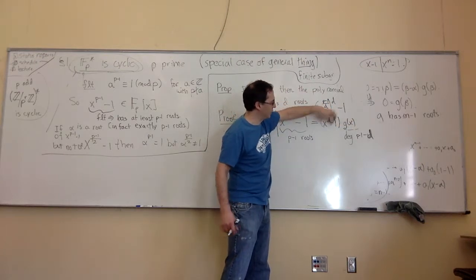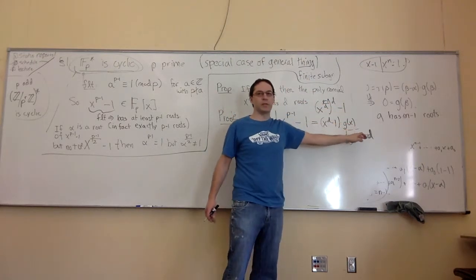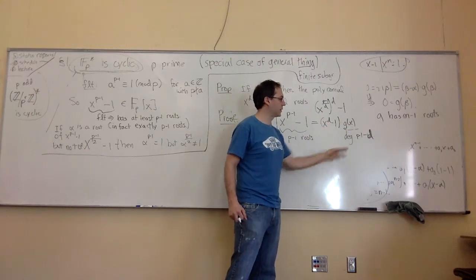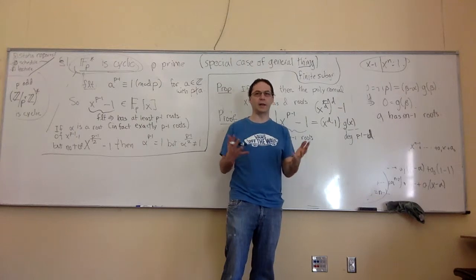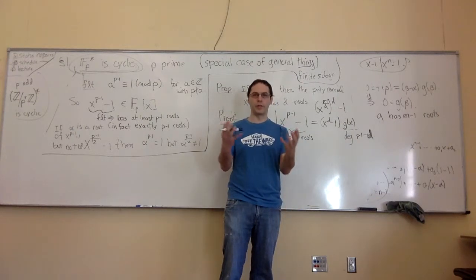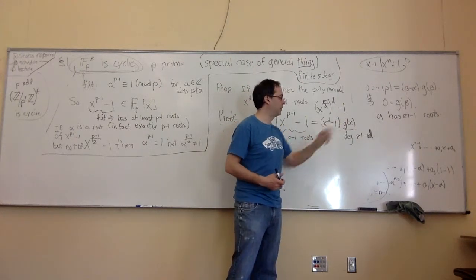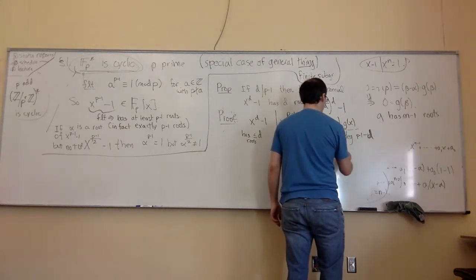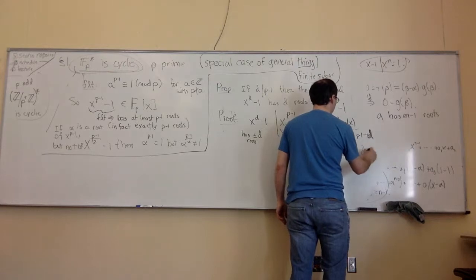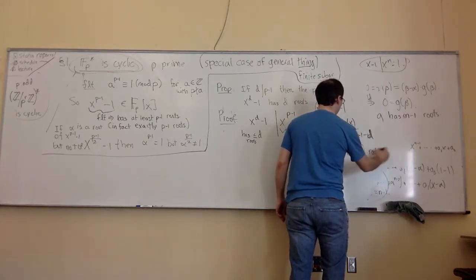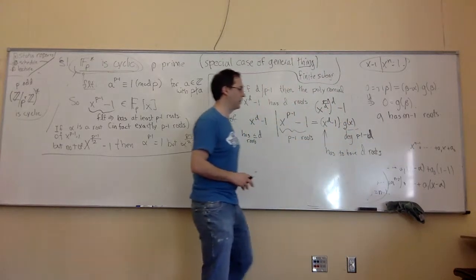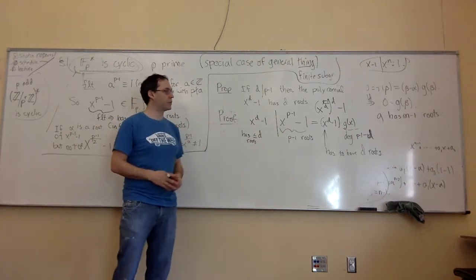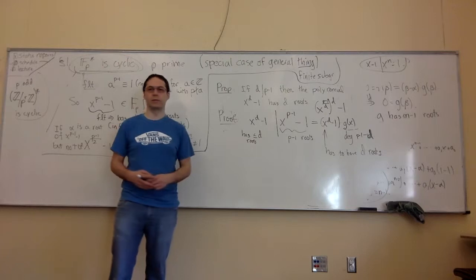This one has at most d roots. This one has at most p minus 1 minus d roots. You get these two numbers: one is less than or equal to d, one is less than or equal to p minus 1 minus d, and they add up to p minus 1. Therefore, both have to be equalities. So this has to have d roots, and the other one has to have p minus 1 minus d roots. So x to the d minus 1 has exactly d roots.